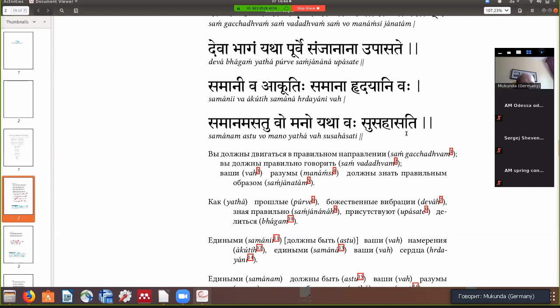And then we have some curious word here. There should be good company for you. Susaha asati. Yeah, actually two kind of curious words.